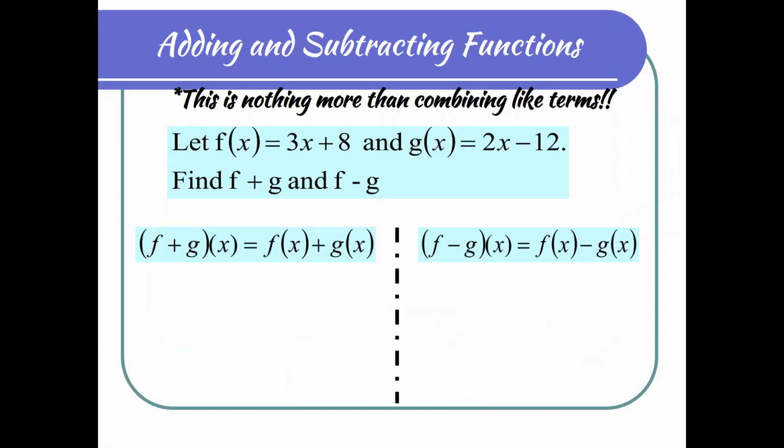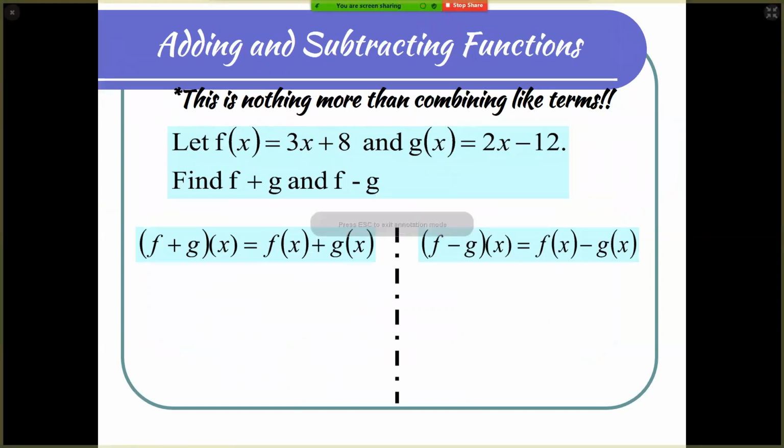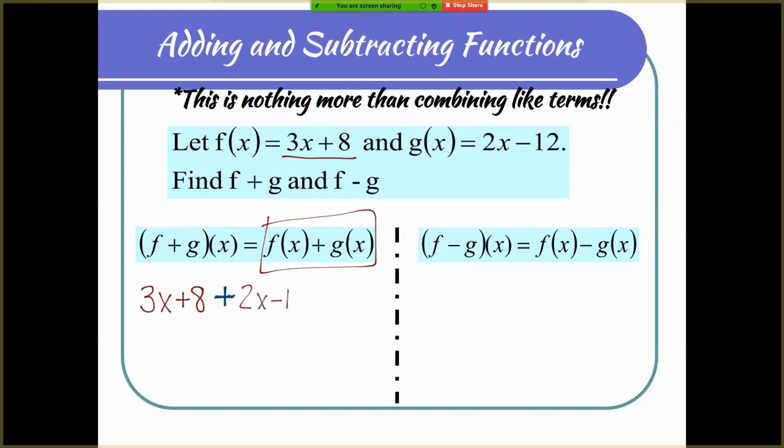So looking here, adding and subtracting functions is nothing more than combining like terms. For the question on the left, we're asked to find f plus g of x. What that really means is we're taking f of x plus whatever g of x is. If we look up here, f of x is this right here. So I'm going to start with 3x plus 8, plus whatever g of x is. In this case, g of x is 2x minus 12.